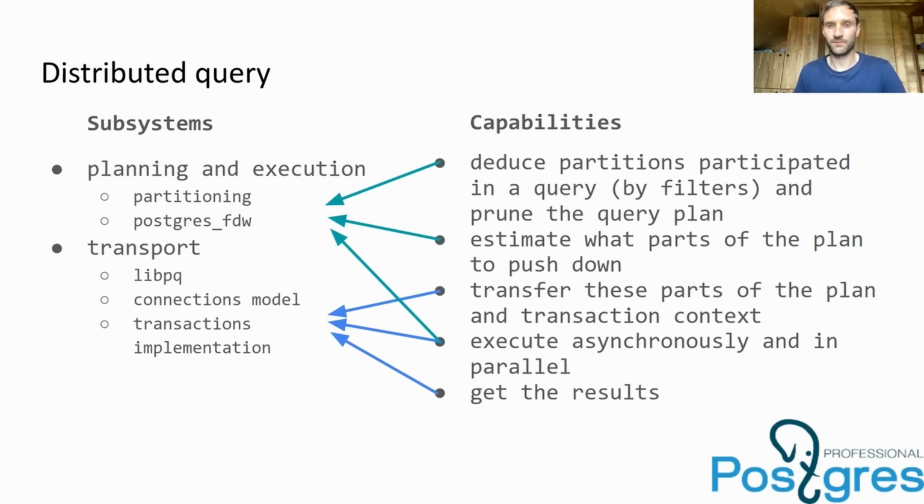Distributed query execution requires several capabilities from a database. As we discussed before, but I decided to write them in more detail here and map them to Postgres subsystems. The good news is that partitioning and Postgres FDW already provide a great foundation for distributed planning and execution. It can still be improved a lot, of course, and I even show some of the optimizations at the end.